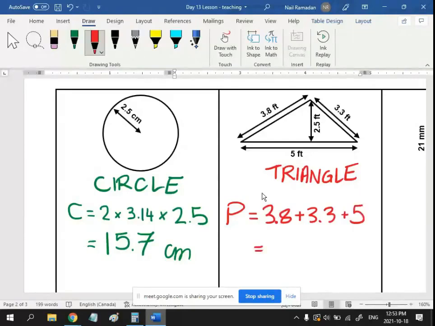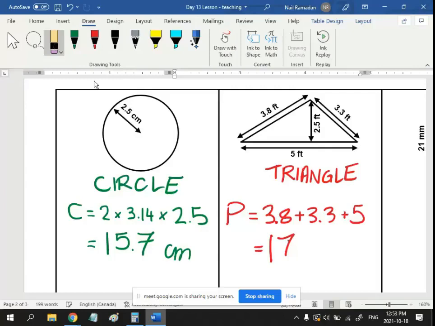Okay, let's add those up. You can add them in your head if you want. 3.8 and 3.3 is 7.1. 7.1 plus 5. Okay, there we go. 11.1 in what unit? Feet. Thank you.